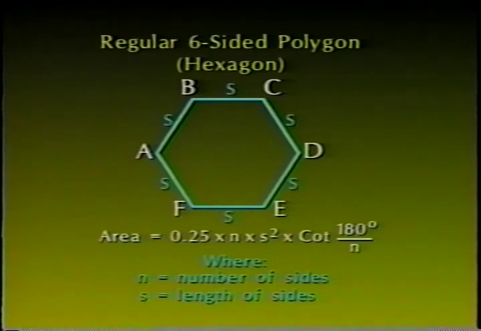This graphic shows a regular hexagon, 6 equal sides and angles. Computation of its area is by the same formula. There is no need to look at any more regular polygons, as the pattern of construction and area formula should be very clear by now. Surveyors should be interested in the additional polygons discussed in the next few graphics. They consist of various forms of quadrilaterals, or 4-sided figures.